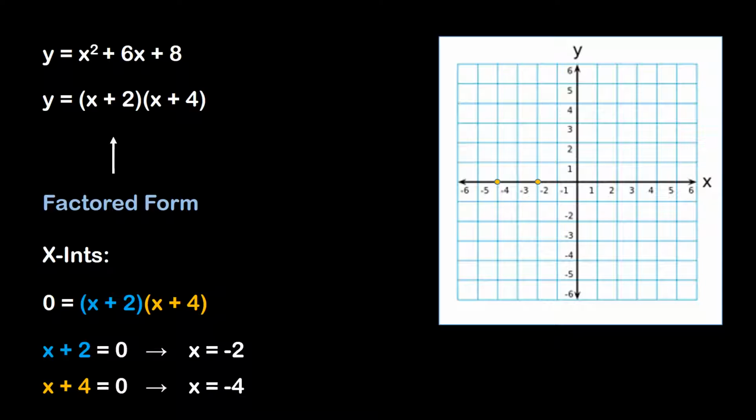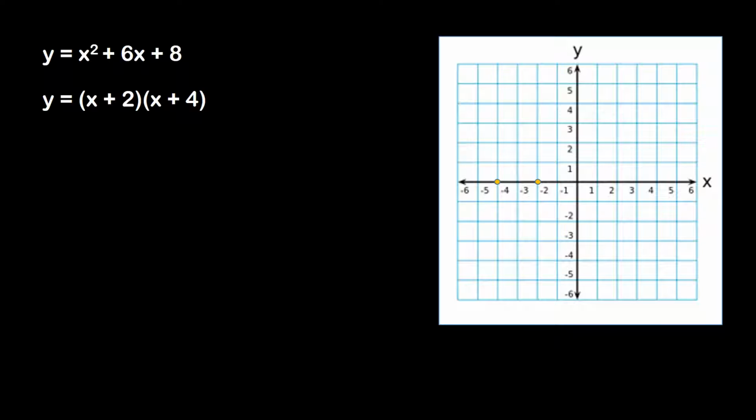So we can plot those 2 points on the graph, that is (negative 4, 0) and (negative 2, 0), for the x-intercepts. Once again we have that the x-intercepts are x is equal to negative 2 and x is equal to negative 4. So just like that, we have 2 points on the parabola. Now, why are the x-intercepts very useful?